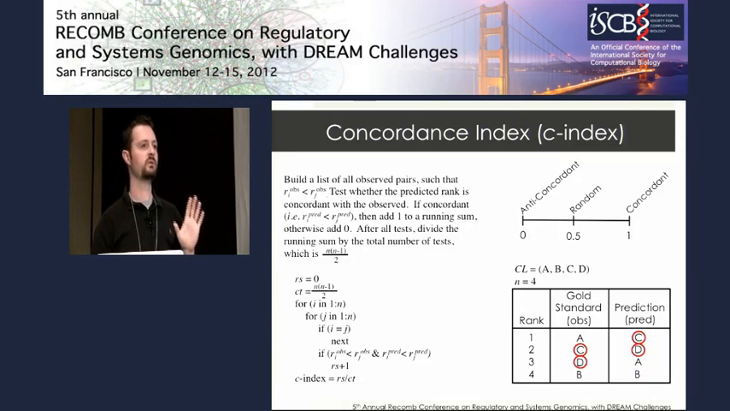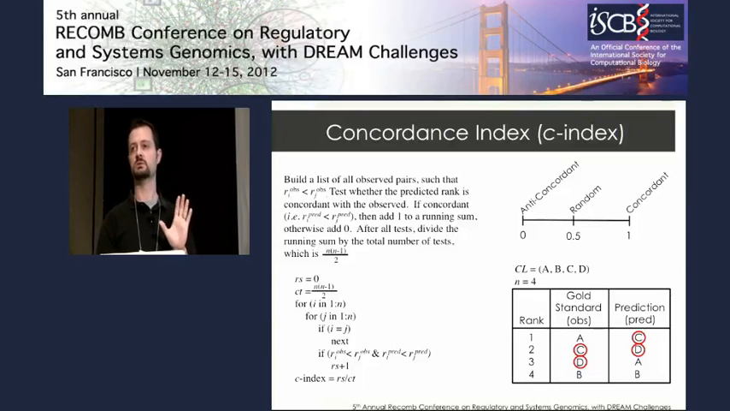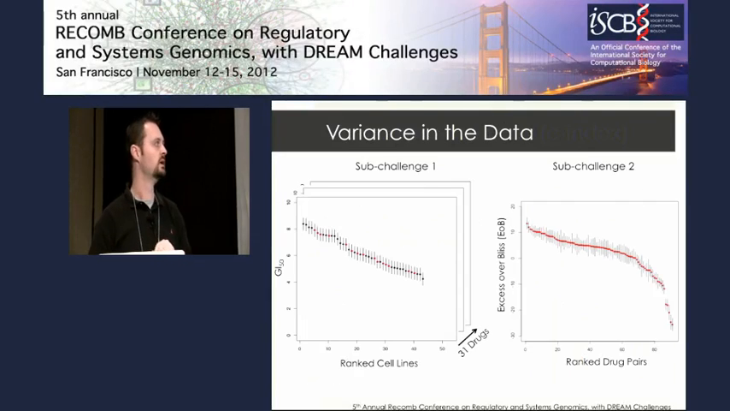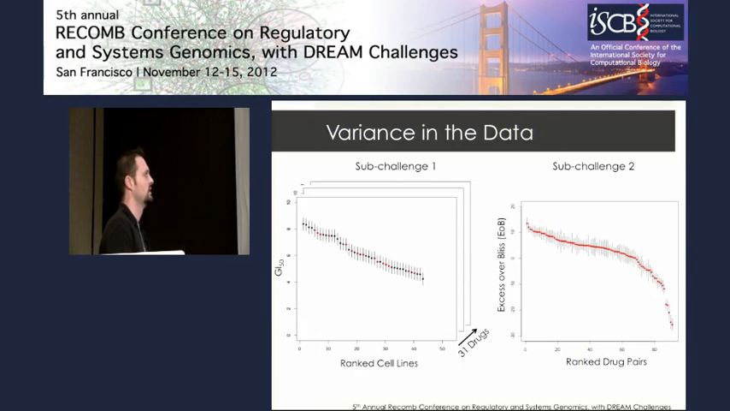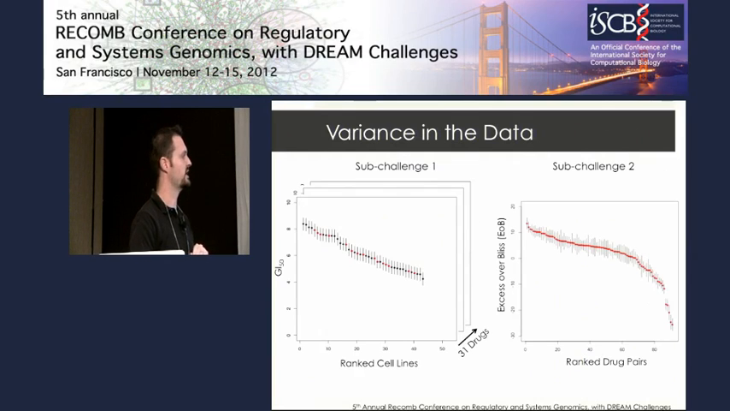Now this is great if we actually have a list of absolute rankings where everything's perfect, but as described previously, we do have variance in the data. So if we actually rank the cell lines and look at their GI50 in Sub-challenge 1, we'll find that there is some variance in the actual measurements we have along here. Again, in Sub-challenge 2, the same thing. We have the rank of S over Bliss of all 91 combinations, and then we have some variance measured here.